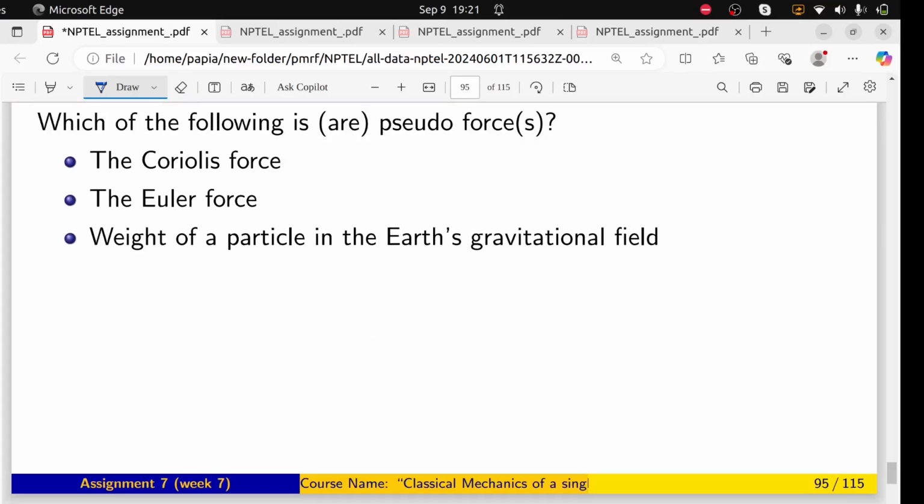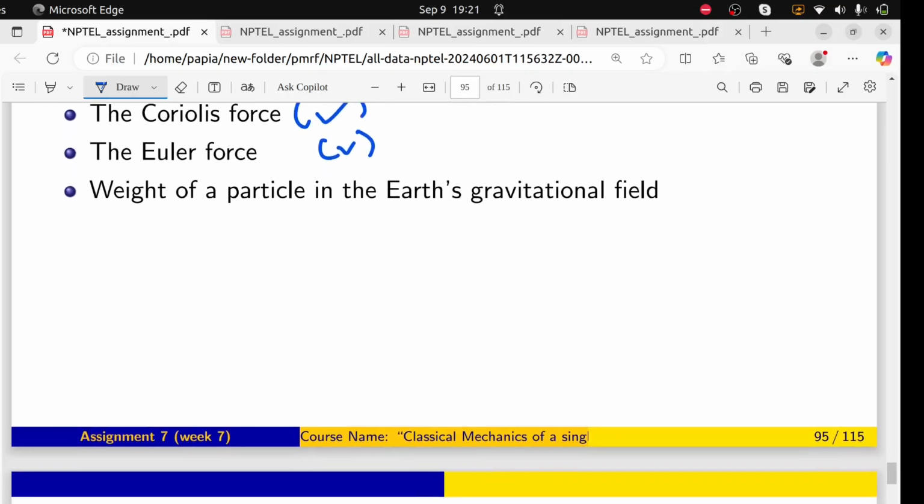Which of the following is or are pseudo forces: Coriolis force, Euler force, and weight of the particle in the Earth's gravitational field? This is exactly similar: the Coriolis force is a pseudo force, the Euler force is also a pseudo force, but this is not a pseudo force. So the A option and B option are correct.